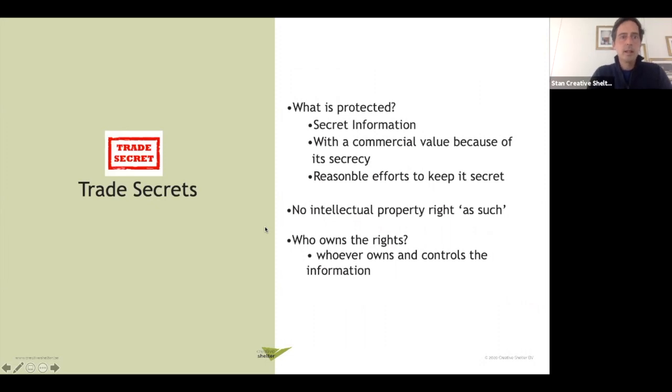I think this is the last one. It's a trade secret. So what is protected here? Actually, it's secret information that has a commercial value because of its secrecy. The most common example is the recipe of Coca-Cola.